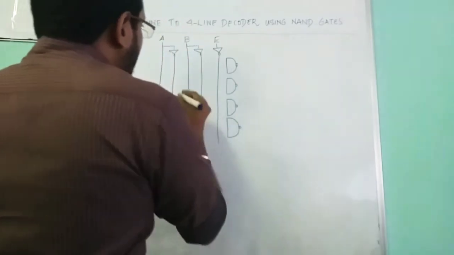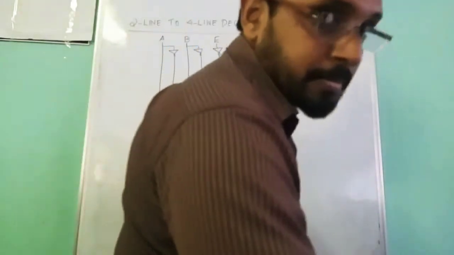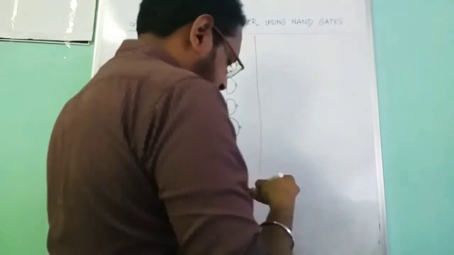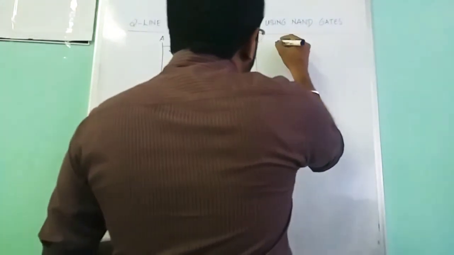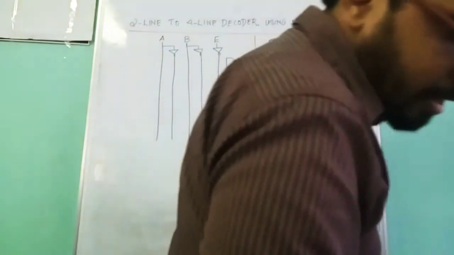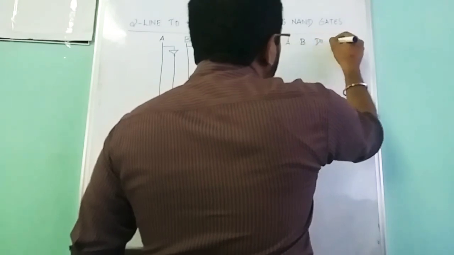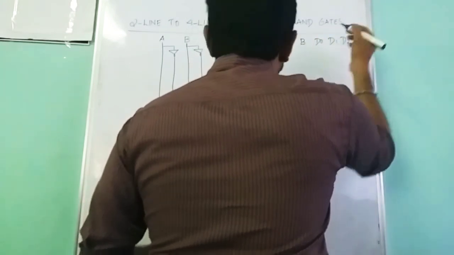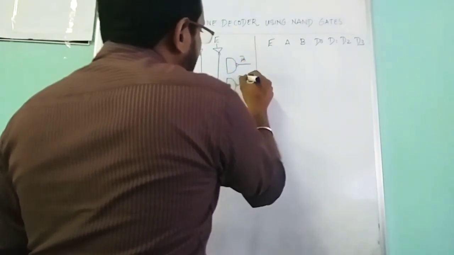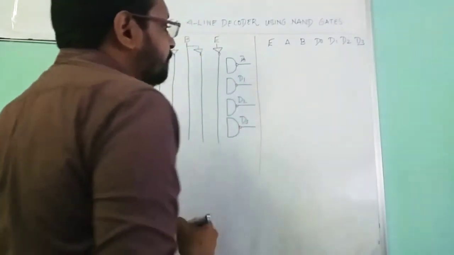And we are going for the truth table. Truth table. We have enable, A, B, and D0, D1, D2, D3. Here also we write D0, D1, D2, D3. Okay.